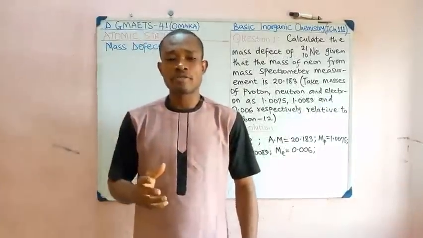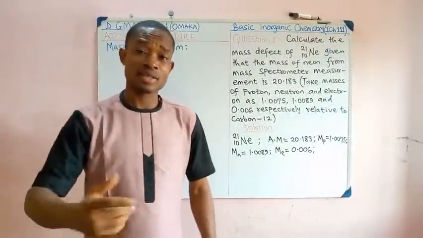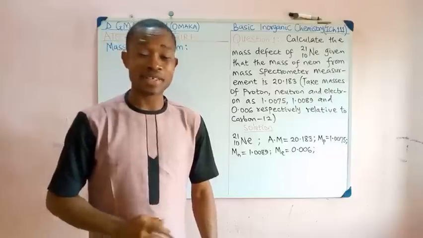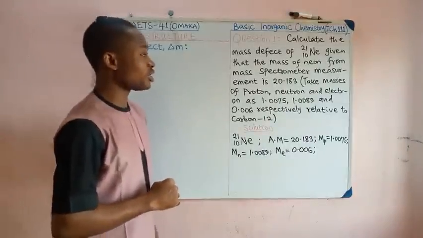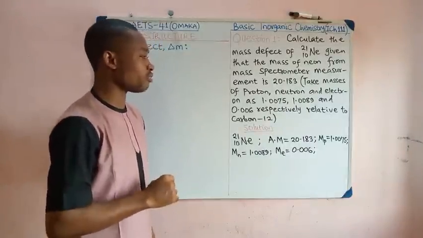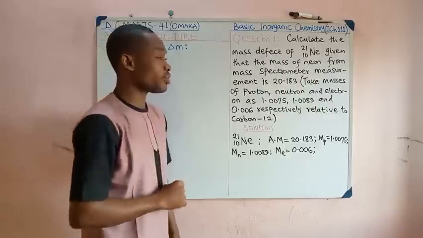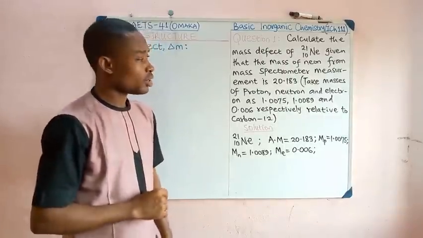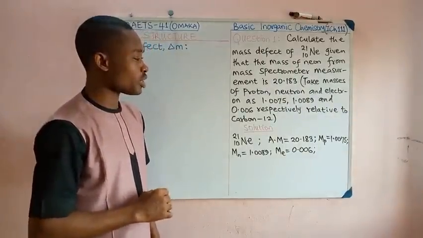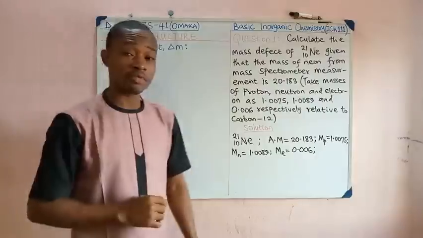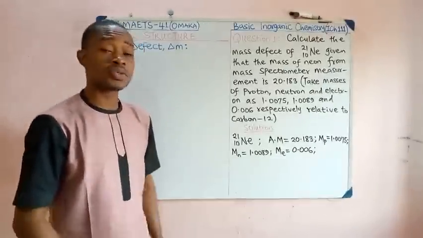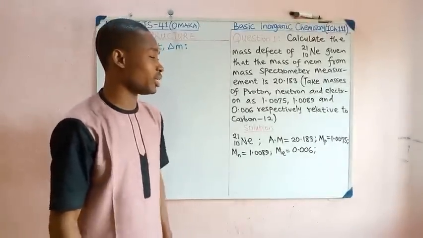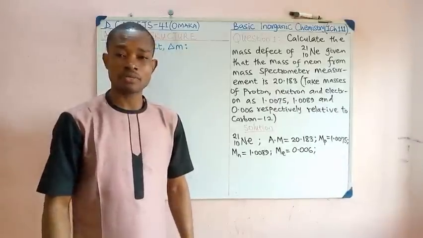On the board here, we have a question. I'd like us to look at the question and solve it together, okay? It's a simple one on mass defect. We have to calculate the mass defect of neon, given that the mass of neon from mass spectrometer measurement is 20.183. Take the masses of proton, neutron, and electron as 1.0075, 1.0089, and 0.006 respectively, relative to carbon 12.